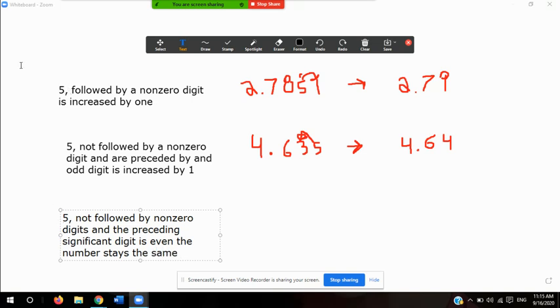And let's look at an example here now. If, for example, I have 78.65 milliliters.